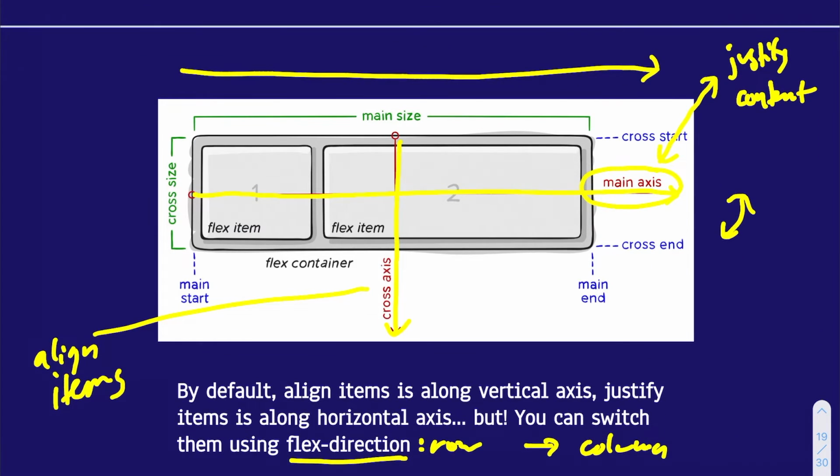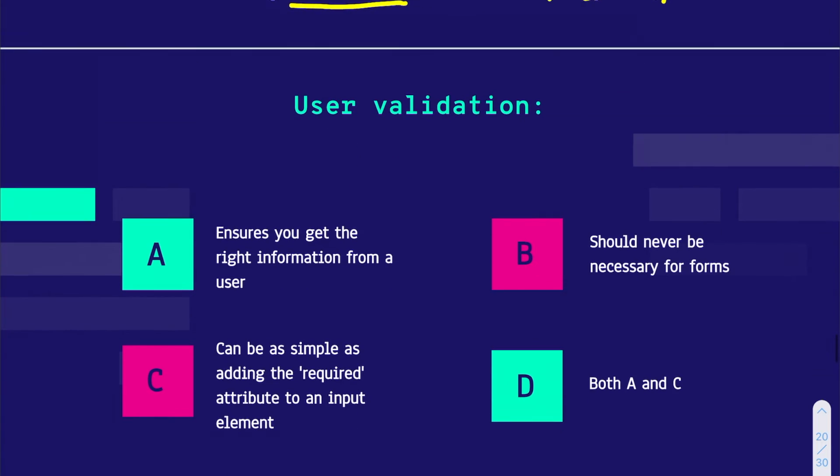All right, next question. User validation ensures you get the right information from a user. B, should never be necessary for forms. C, can be as simple as adding the required attribute to an input element. Or D, both A and C. Correct answer here is D.